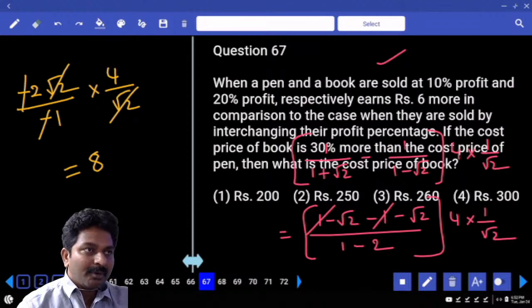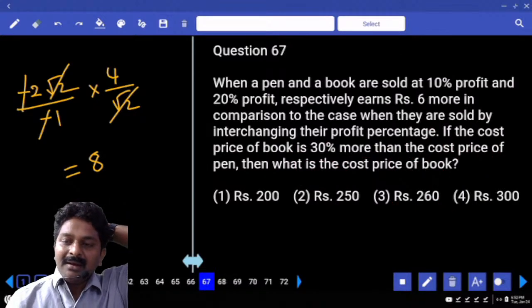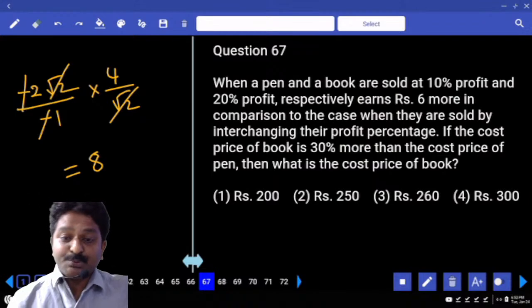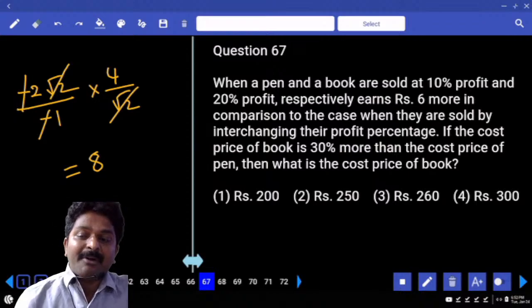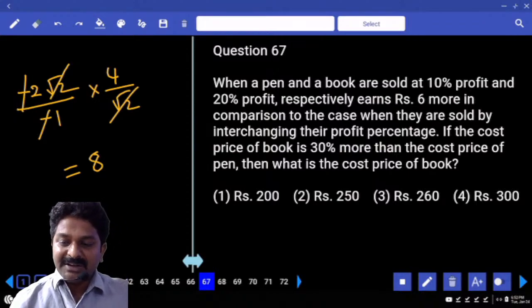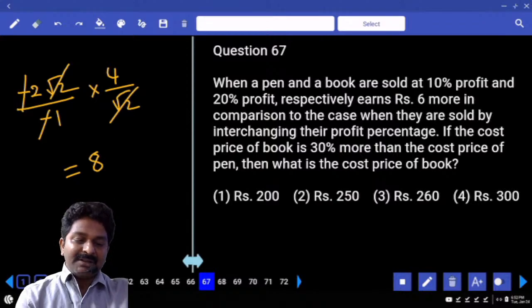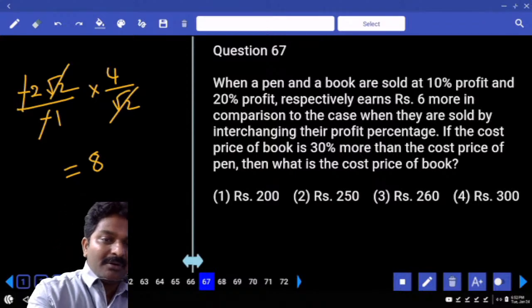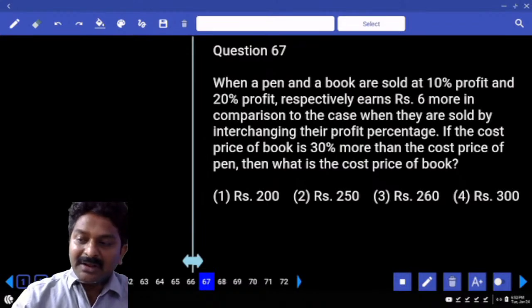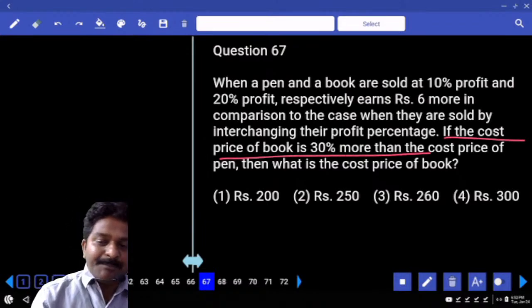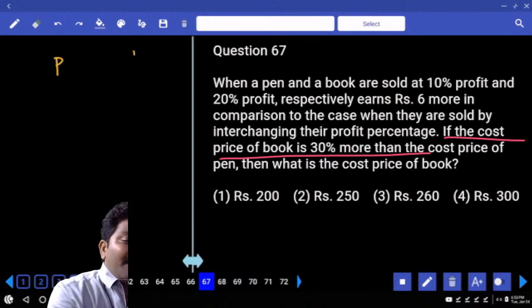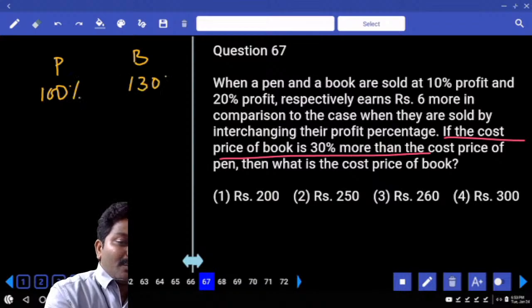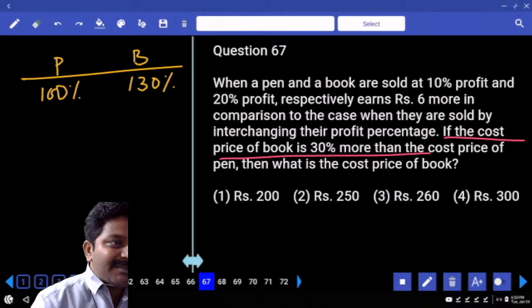When a pen and a book are sold at 10% profit and 20% profit respectively, earn 6 rupees more in comparison to the case when they are sold by interchanging their profit percentages. The cost price of the book is 30% more than the cost price of the pen. Then what is the cost price of the book? We were asked to calculate the cost price of the book. Now the condition says book price is 30% more than the pen. If pen cost is 100%, book cost becomes 130%. And we were asked to calculate the 130% value.